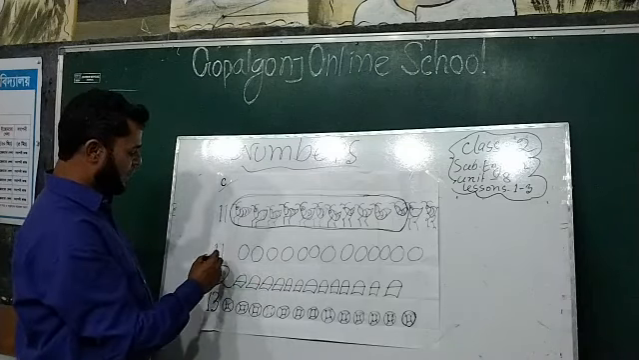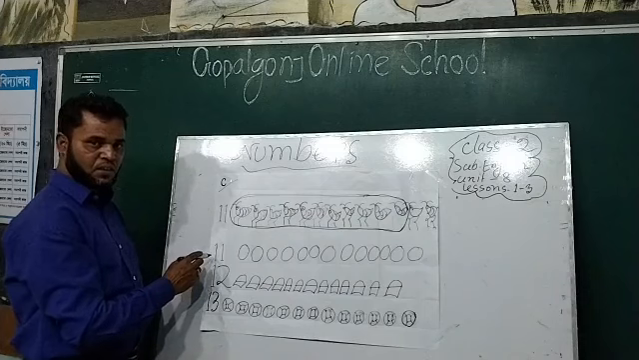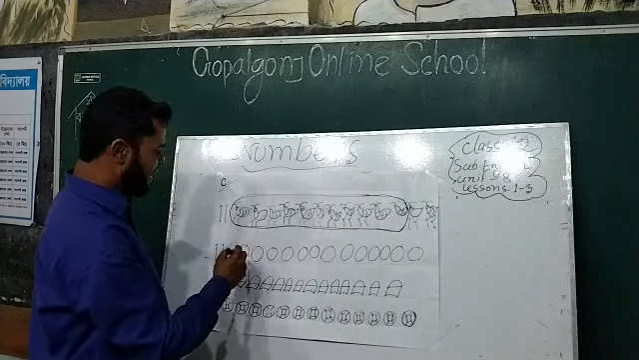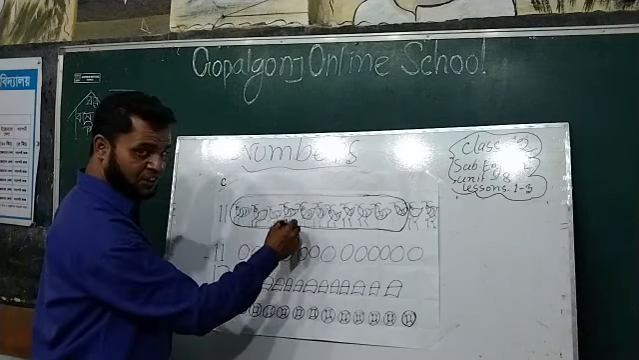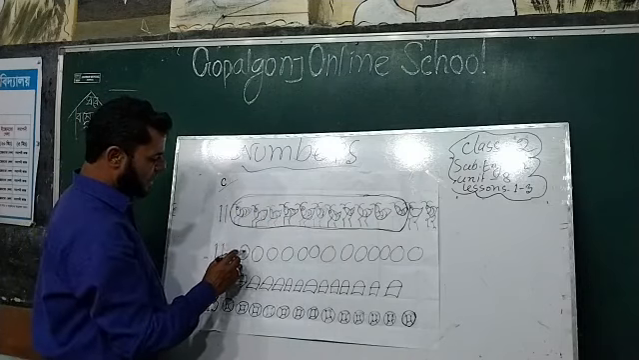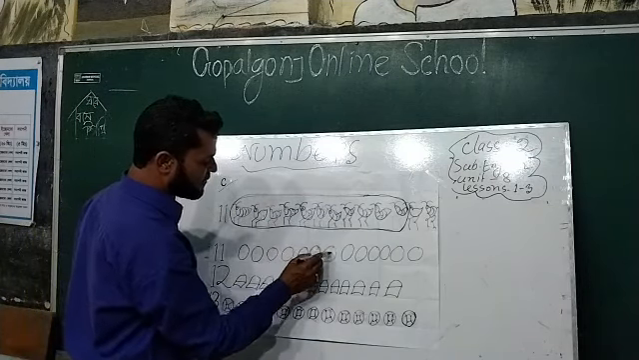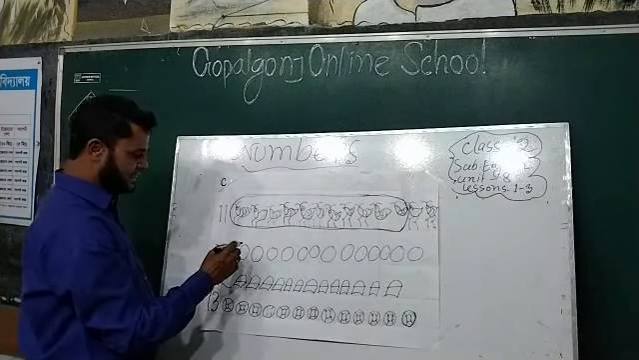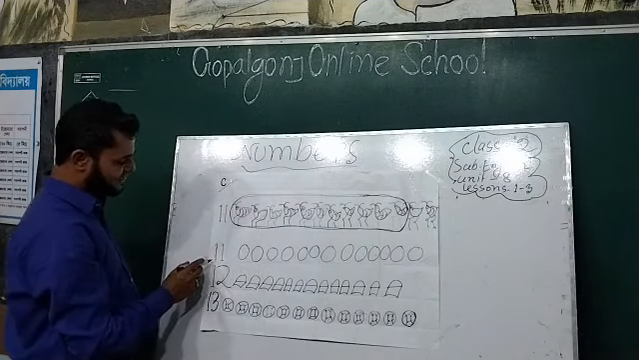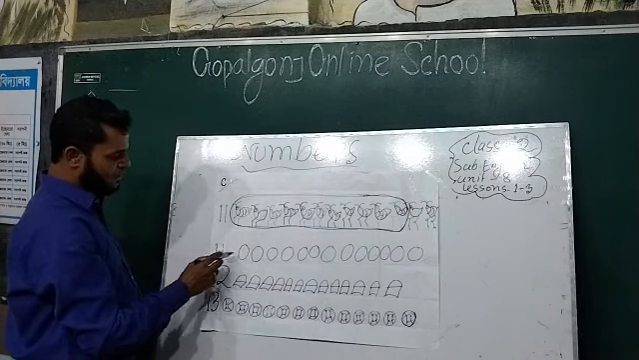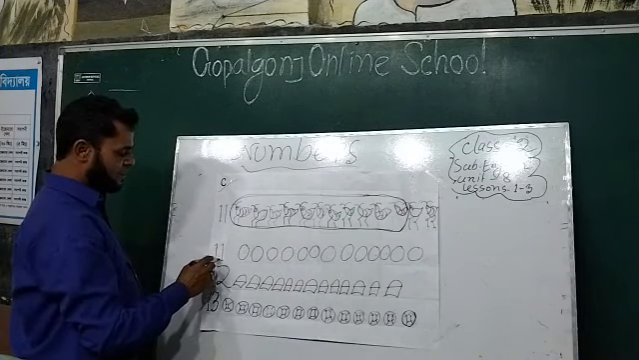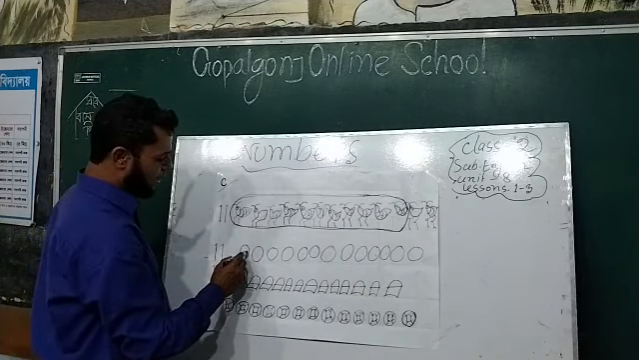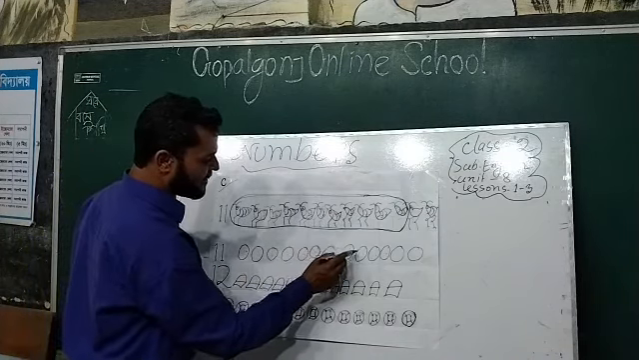You have to count. What's this? What is the number? 11. You have to count 11 eggs and make a circle like this. 1, 2, 3, 4, 5, 6, 7, 8, 9, 10, 11. How many eggs? Yes, 11 eggs. We have to count 11 from here. Like this. 1, 2, 3, 4, 5, 6, 7, 8, 9, 10, 11.